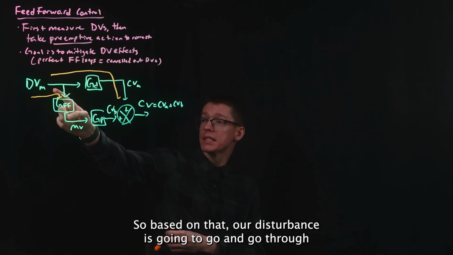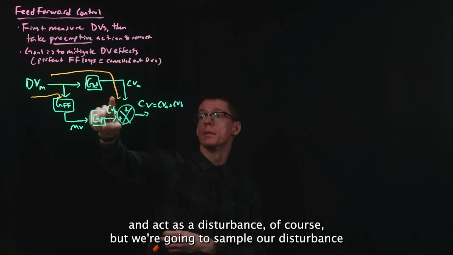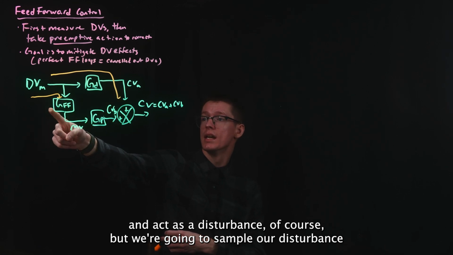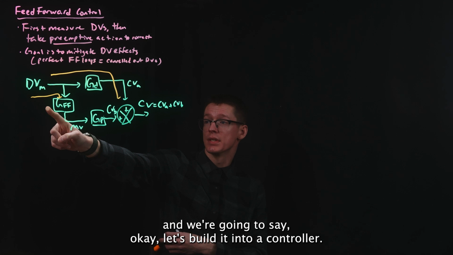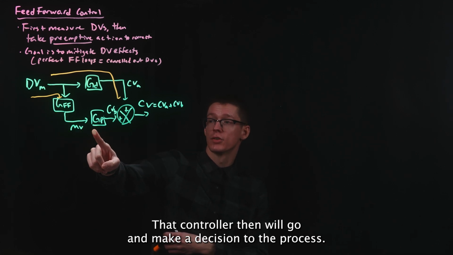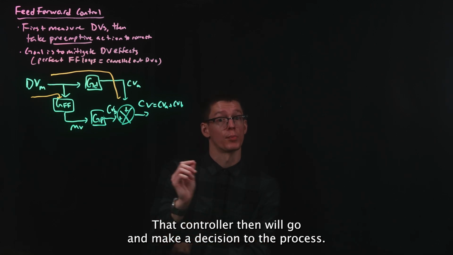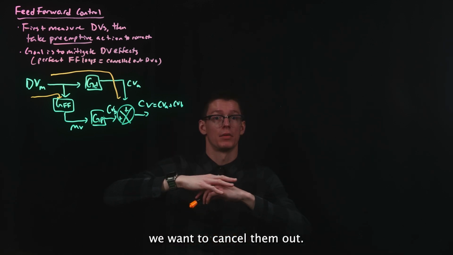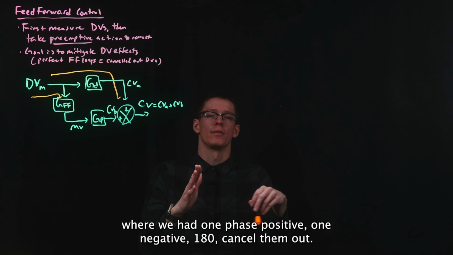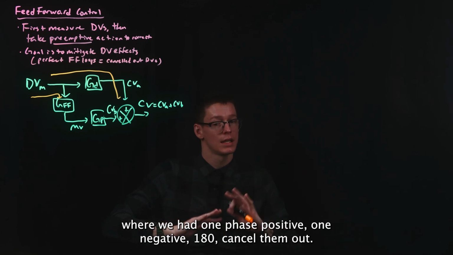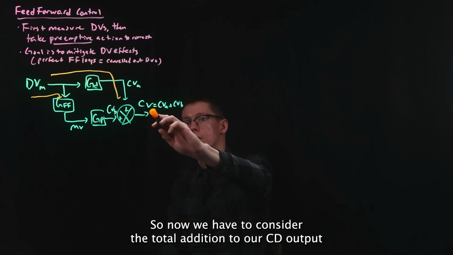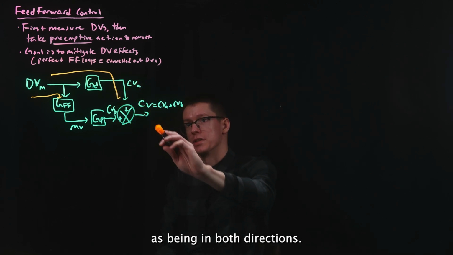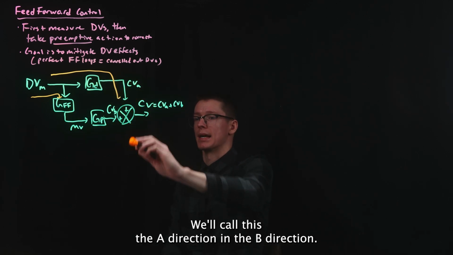So based on that, our disturbance is going to go through and act as a disturbance, of course, but we're going to sample our disturbance and we're going to say, okay, let's build it into a controller. That controller then will go and make a decision to the process while it's also having the disturbance in the process. We want to cancel them out. Think about the sinusoidal part where we had one phase positive and one negative 180, cancel them out. So now we have to consider the total addition to our CV output as being in both directions. We'll call this the A direction and the B direction.